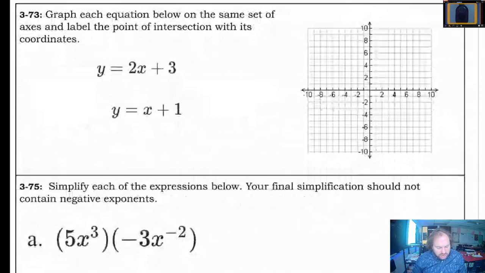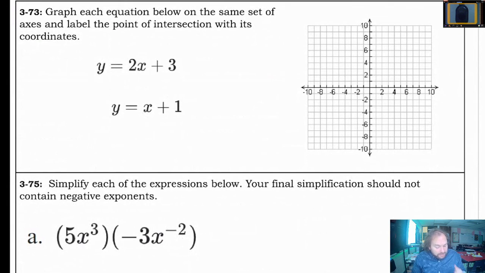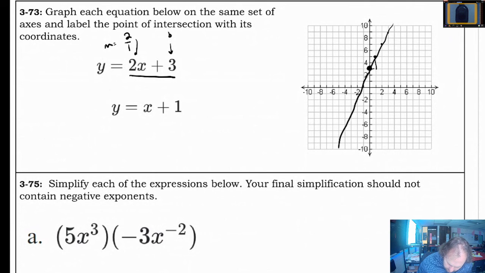Question 373, we're going to graph each equation below on the same set of axes and label the point of intersection with its coordinates. So we're going to graph 2 lines and find the intersection. Let's start with 2x plus 3, which is going to start with a y-intercept of 3 right there on the y-axis, and has a slope of 2 over 1. We're going to go to the right 1, up 2 to make this line happen. Over 1, up 2. You'll see the line develop pretty quick once you graph that, and it gets to be looking a little bit like this.